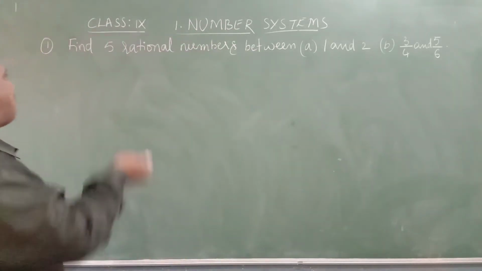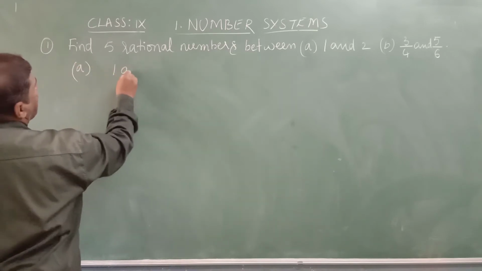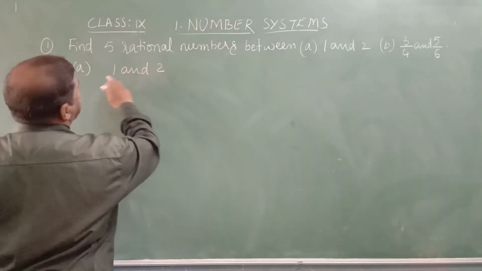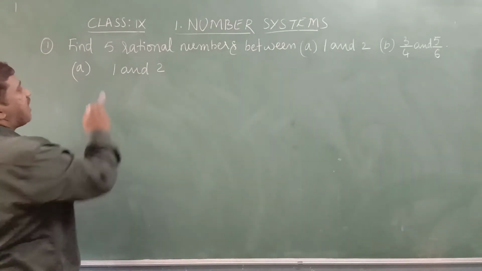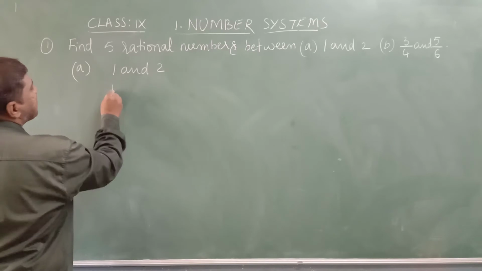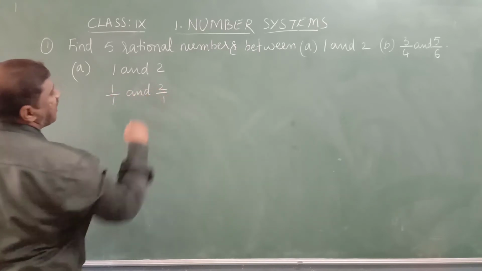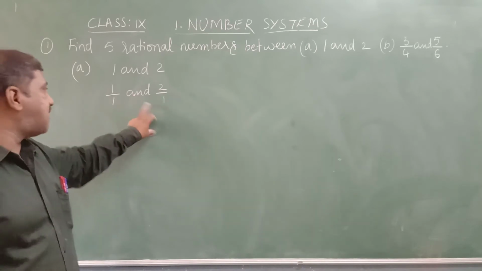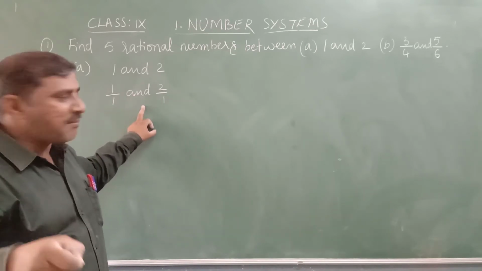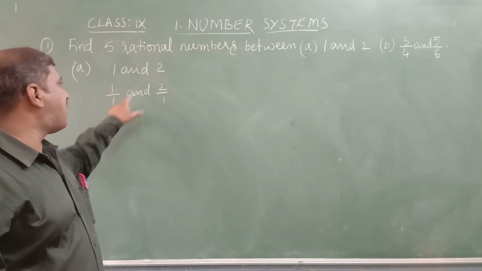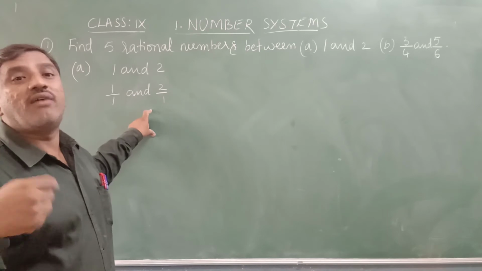Now we will start with an example. First question: the rational numbers are 1 and 2. Express these two numbers in the fractional form, that is p by q form. Yes, 1 can be written as 1 by 1 and 2 can be written as 2 by 1. Here the denominators are the same. Do you find any number between 1 by 1 and 2 by 1 with the same denominator 1? No. So what to do?